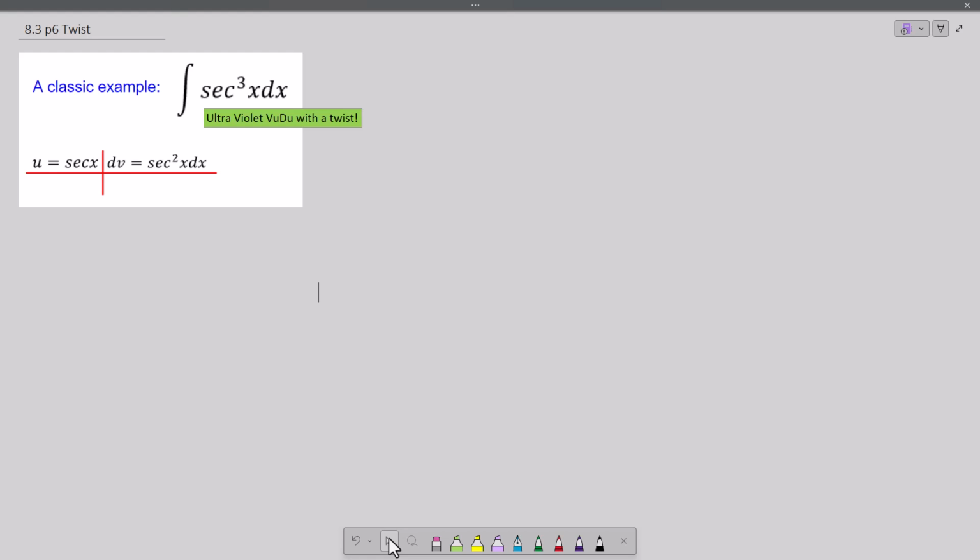We did integrate secant cubed earlier today with a reduction identity, but this is another way to integrate secant cubed. You can use integration by parts with a twist. Let me know if you need any nudging.